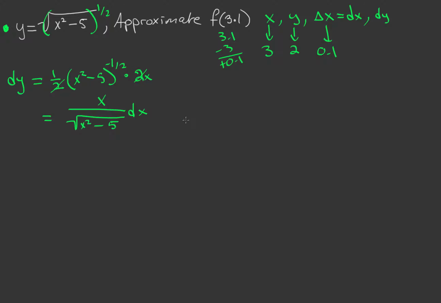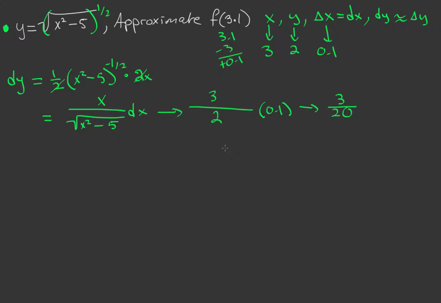So let's compute dy. If we plug in x equals 3, we have 3 over the square root of 3 squared minus 5, so we have 9 minus 5, and like we said, that is equal to the square root of 4, which is 2, times dx, which is 0.1, and that will give us 3 over 20. So that's our change in y, or our approximated change in y.